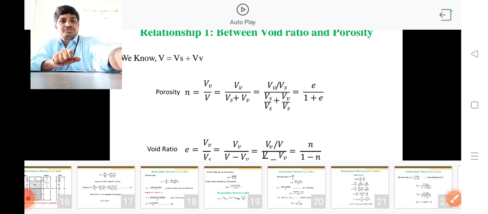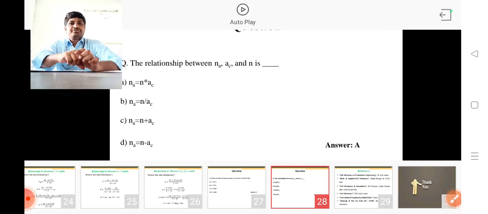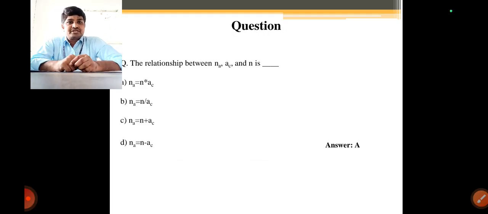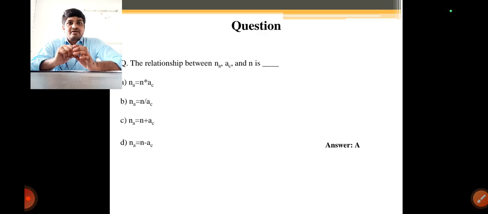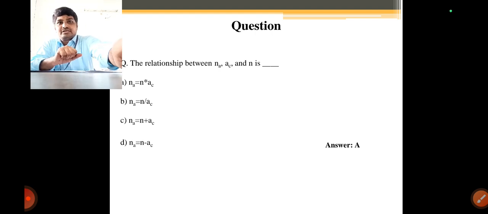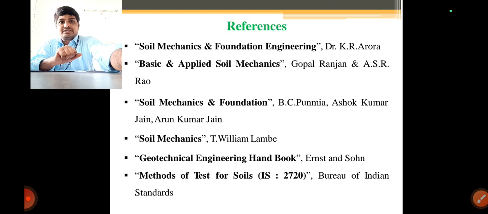Then coming to one more question, given like this: the relationship between percentage of air voids, air content, and porosity. We have already seen the third relationship earlier in this class. So Na is equal to n into Ac is the correct answer, because we got the relationship between percentage of air voids, porosity, and air content. That is Na is equal to n into Ac. So option A is the correct answer. Like that, we may practice a number of questions in further classes also.